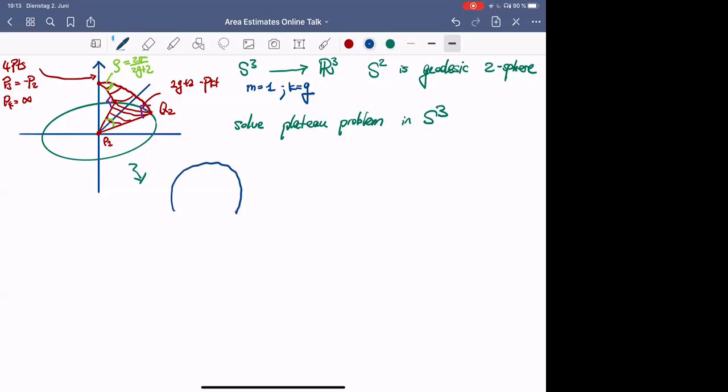Let me draw it in another stereographic projection, because then you can see a bit more of the symmetries. Basically what it looked like would be like this. And the 4 points, P1, P2, those will be umbilics of your surface, and will be like that.